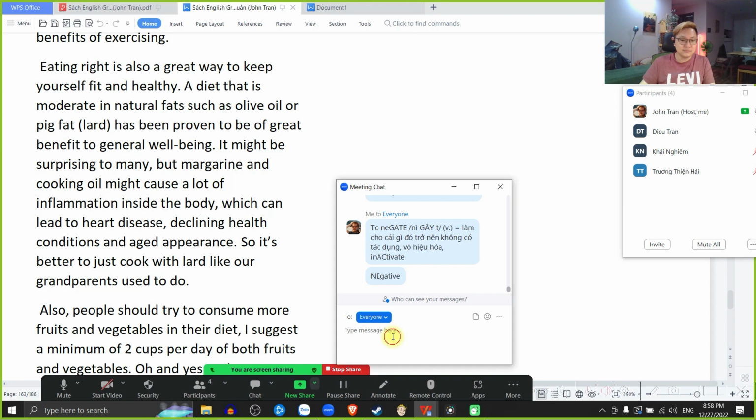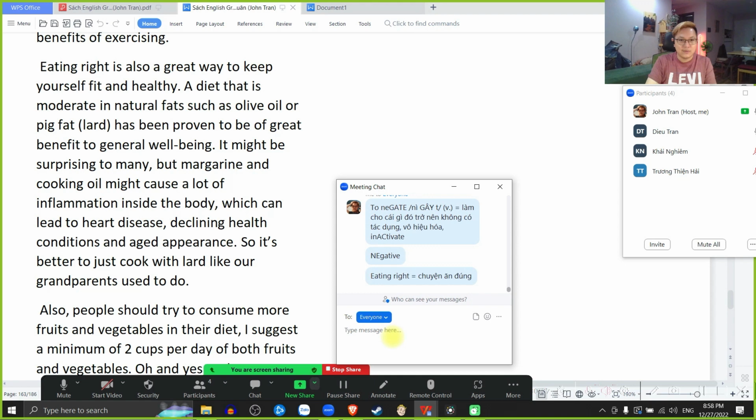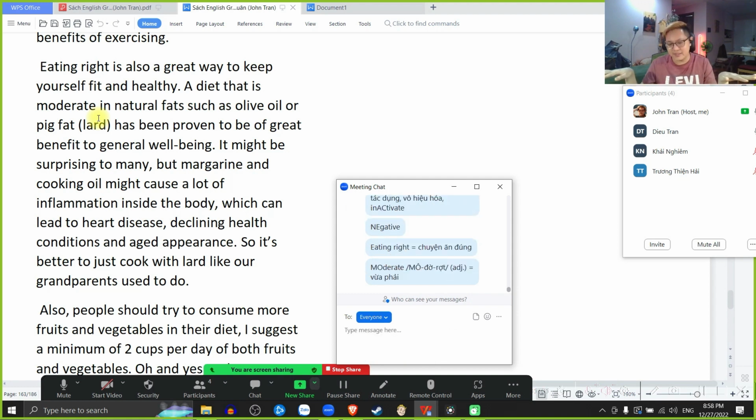Eating right, cái chuyện ăn đúng. It's also a great way, một cách tốt để mà keep yourself fit and healthy, để giữ cho bản thân là vừa khỏe khoắn mà lại vừa có cái ngoại hình fit và đẹp. A diet that is moderate. Moderate là vừa phải, tức là it has enough. Moderate, vừa phải thôi. Not too much, not too little. Không quá nhiều, không quá ít. Vừa phải về những cái gọi là chất béo tự nhiên, natural fat.